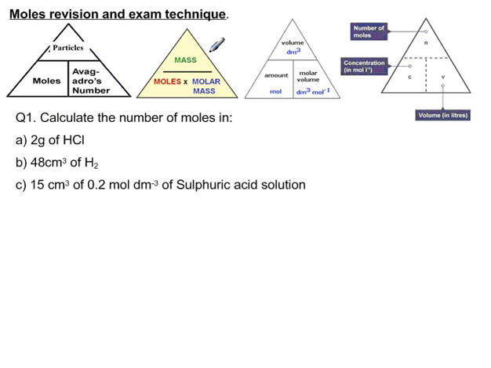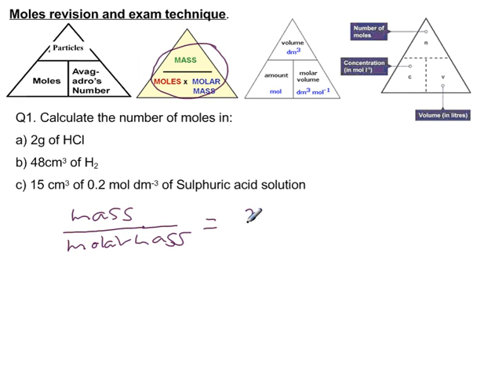So to answer question 1a, this is the equation we'll use. Calculate the number of moles in 2 grams of hydrochloric acid. If we rearrange this equation, the number of moles is equal to the mass divided by the molar mass. Now, the mass is obviously given in the question. Notice it's in grams. If it was in kilograms, you would have to convert it into grams by multiplying by 1,000. This one's given in grams though.